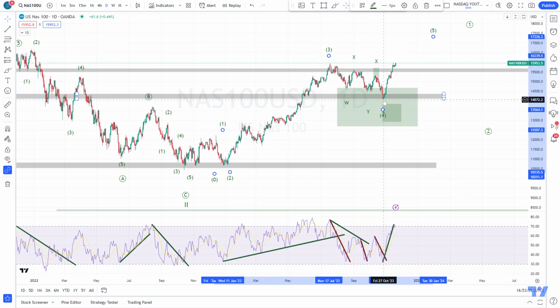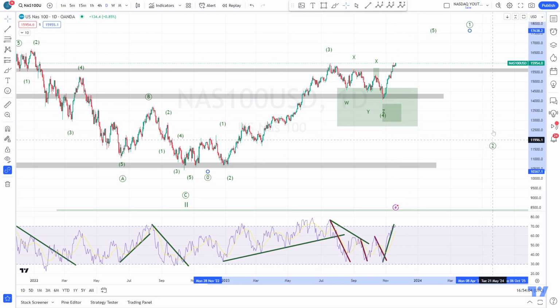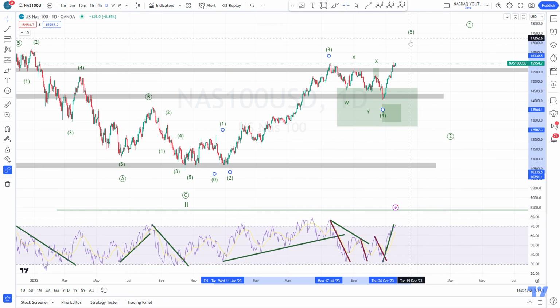But we should also be aware that if we have a complete structure here and we have a pullback, we can also take out the low right here, and that would mean that this wave 2 here is starting. That's a possibility, because the minimum requirements for our fifth wave are fulfilled. We took out the wave 3 high, so that means that our fifth wave here can soon be in. And this is actually also my favorite scenario for now.